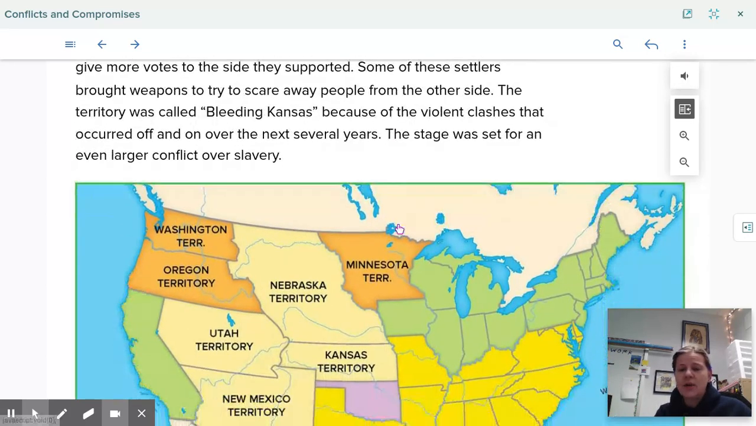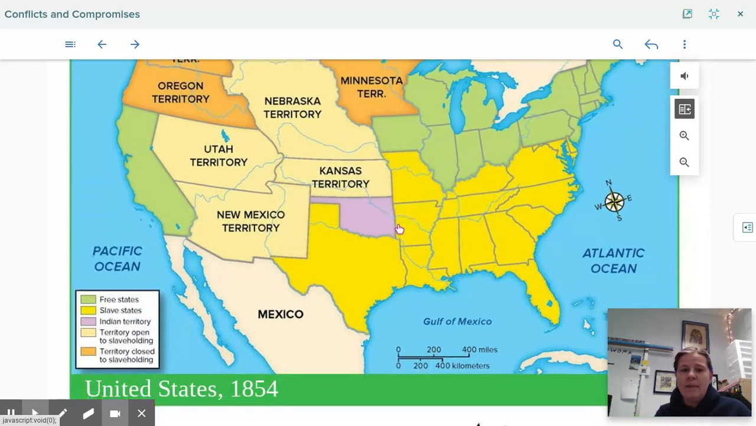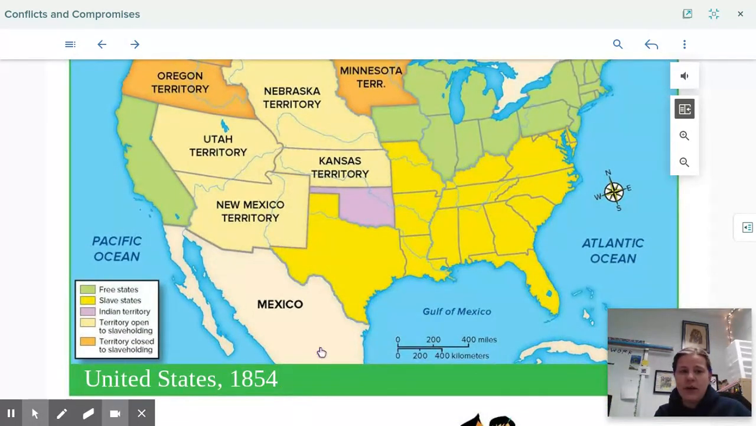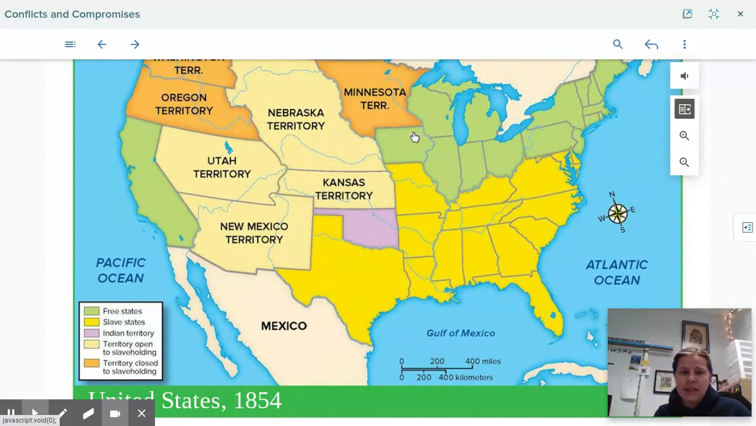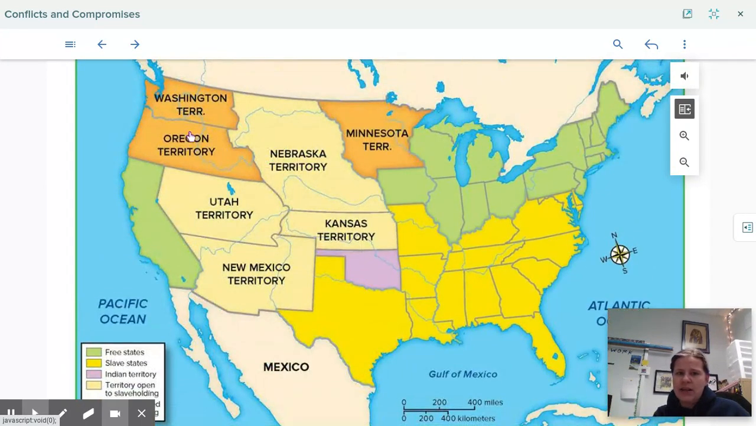So let's go ahead and look now at the map of the United States in 1854. So again, we have our free states. We have our slave states. Still have the Indian Territory. But now we have even more. So not just the Utah and New Mexico territory, we now have the Nebraska and Kansas territory that they said, hey, if you want to allow slavery, you can, you just have to vote on it. And that went right between, of course, these orange territories that do not allow slavery. So again, this is going to cause way more conflict than what they would have expected it to cause.